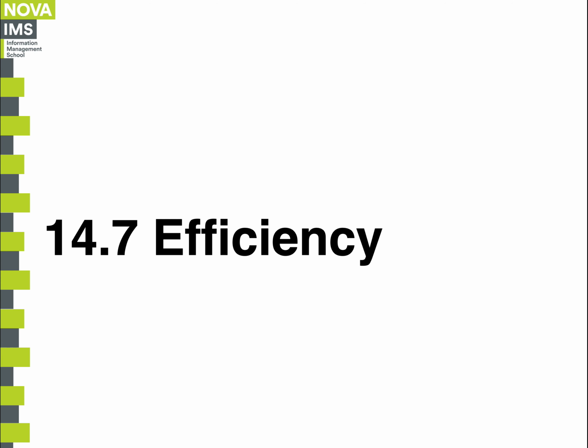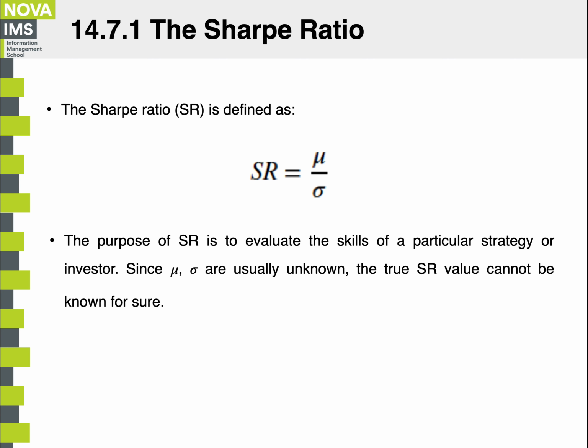Efficiency. Until now, all performance statistics seen in Chapter 14.4 considered profits, losses, or costs. In this section, we account for the risks involved in achieving those results. The Sharpe ratio is defined as a ratio between the mean and the standard deviation. The purpose of this ratio is to evaluate the skills of a particular strategy or investor. Since the mean and the standard deviation are usually unknown, the true ratio cannot be known for sure. So, there is a consequence that these ratio calculations may be subject to substantial estimation errors.